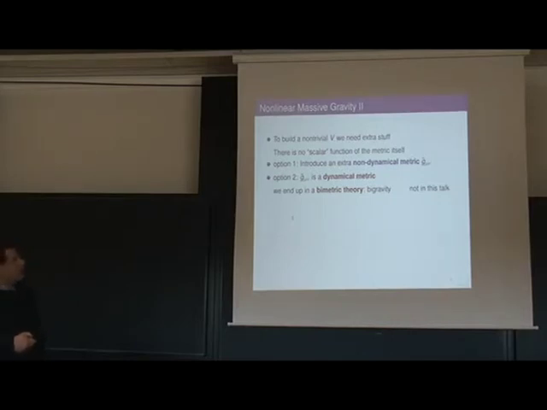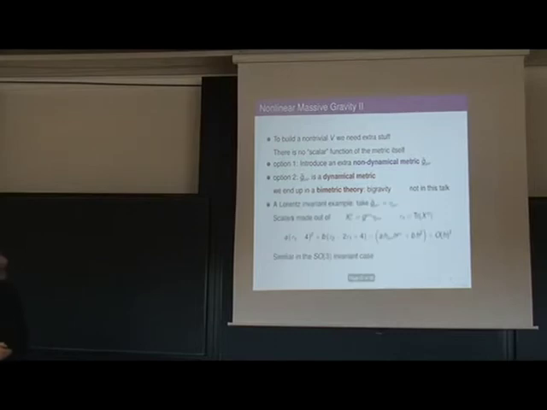And you have two options, okay? Option one is the new metric is non-dynamical. Option two is a dynamical one, and then you end up more or less in the bigravity formulation. I won't discuss bigravity in this talk, so I will stick to the case in which G mu tilde, the non-dynamic metric that I need to construct my theory, is non-dynamic. So what do you do?